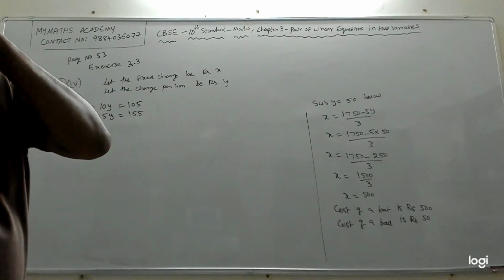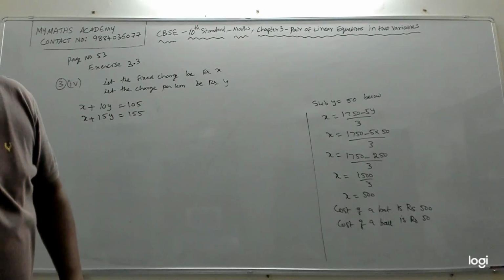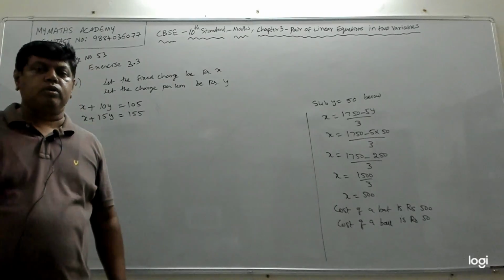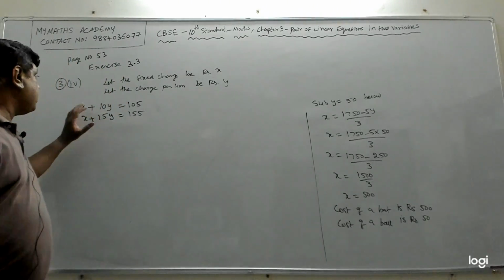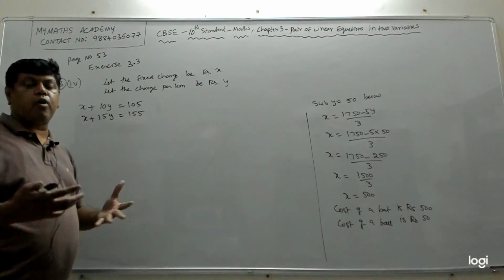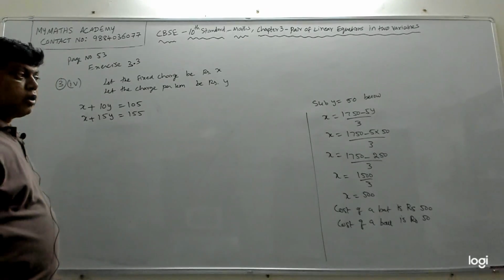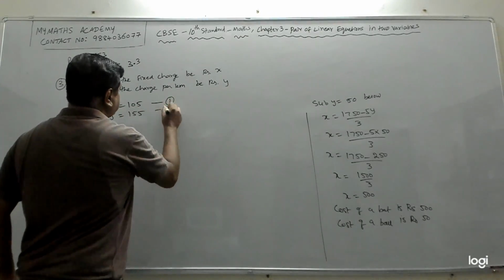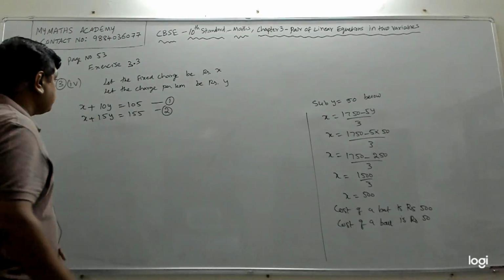Now what we have is, also we need to find if a person is traveling 25 kilometers, how much that person has to pay. Fine. So now let's try to solve this and find the fixed charge and the charge per kilometer. Once we get that, then we can calculate how much the person has to pay if he or she is traveling 25 kilometers. Let's solve this. So this is equation 1, this is equation 2.